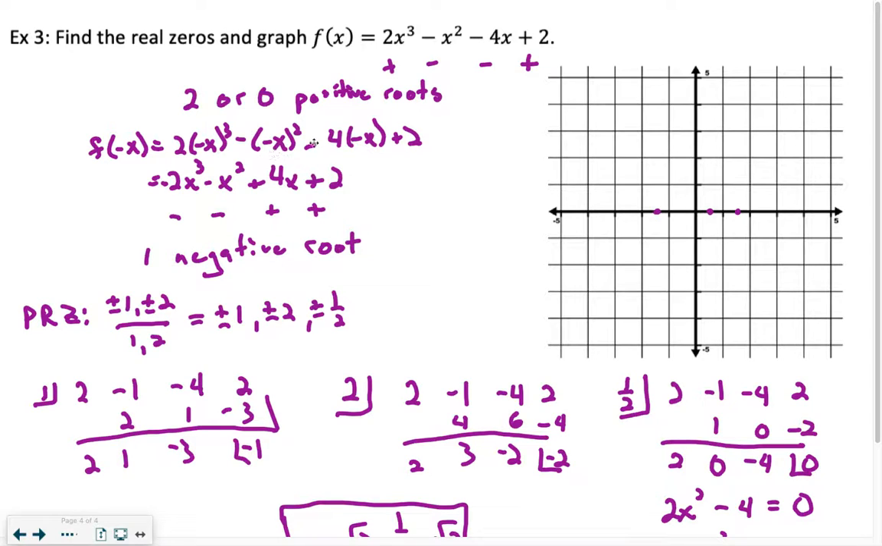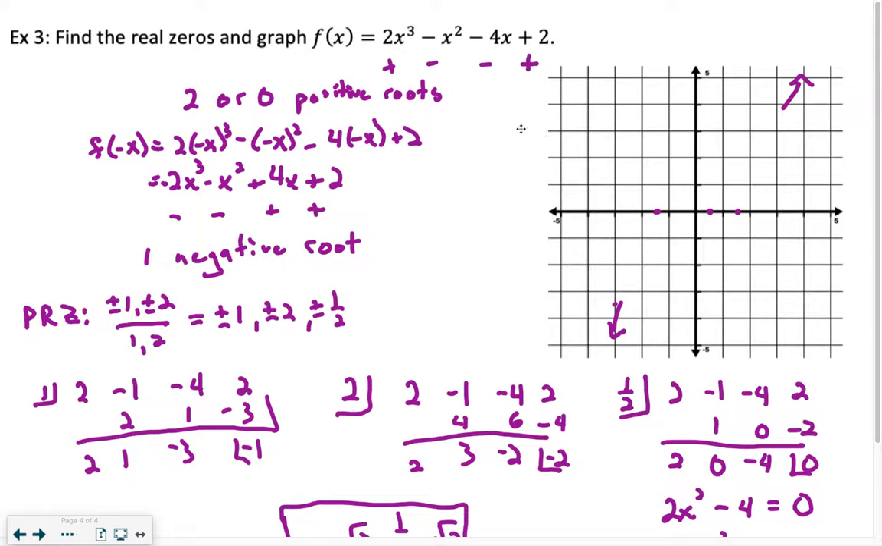Now, I need to think about end behavior to sketch a graph. My leading coefficient is positive, and this is an odd degree. So positive odd degree, we said as x goes to negative infinity, so does f of x. And as x goes to positive infinity, f of x goes to positive infinity. From that, I can sketch a rough sketch of my graph. Okay. Now, there is a little bit more that we can do here. There's one other big thing that we can take away.